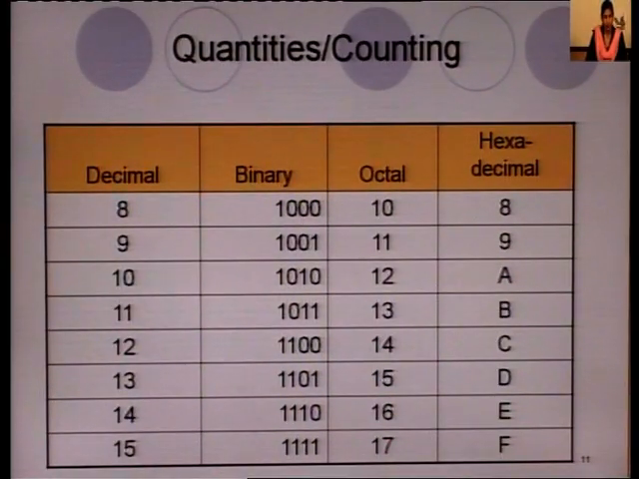Again, 8 to 15 representations of the 4 number systems. Up to 9, decimal and hexadecimal represent the same values with the same digits, while octal is different. After 7, octal is different from decimal and hexadecimal, and binary is the same, just a combination of 0s and 1s.